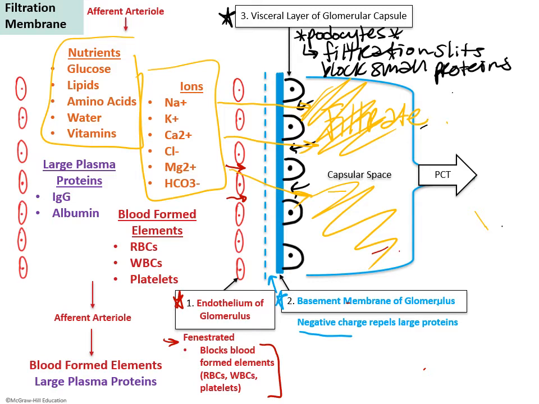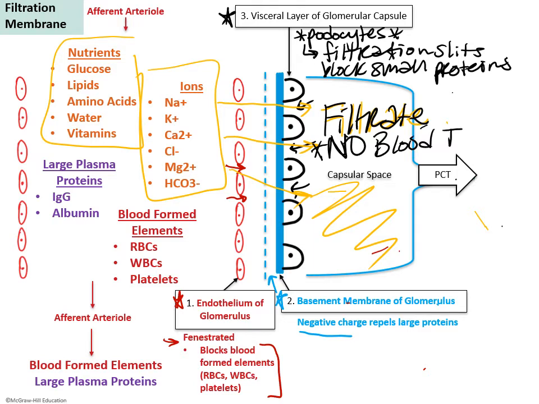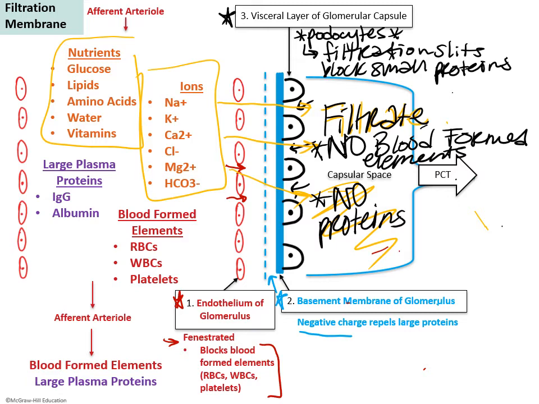So I'm going to go ahead and write this in black so you can really see it, because yellow on yellow is hard to see. So that filtrate is going to contain no blood-formed elements and no proteins. We do not want that in our filtrate. And then again, we've already written this in, but after that fluid flows into the proximal convoluted tubule, it is then called tubular fluid, not filtrate.